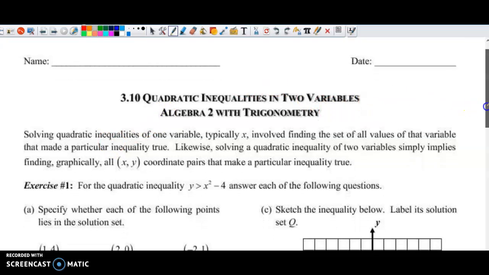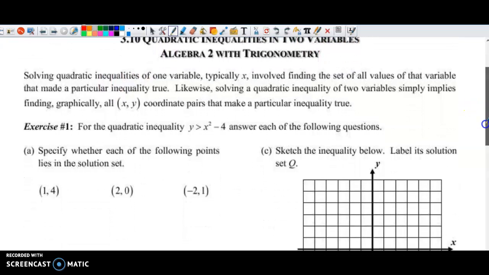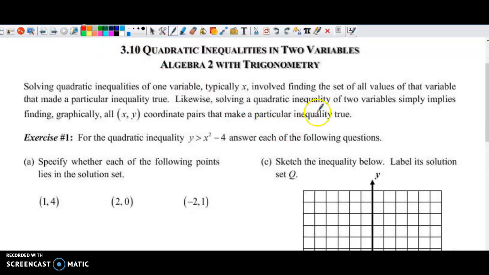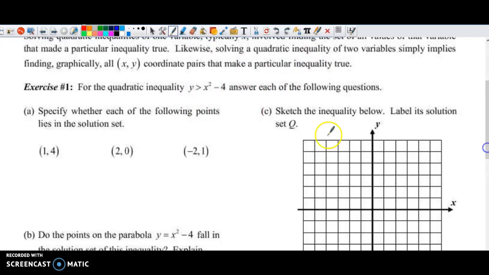As we progress into being able to solve things using a graph, solving the way that we had done earlier problems, we can also do them using a graph. So we're doing more inequalities, and this time it's not just x values that we care about, we want the x and the y values.